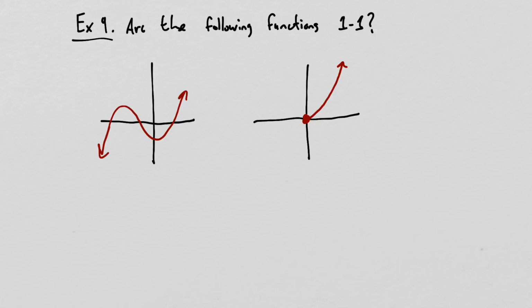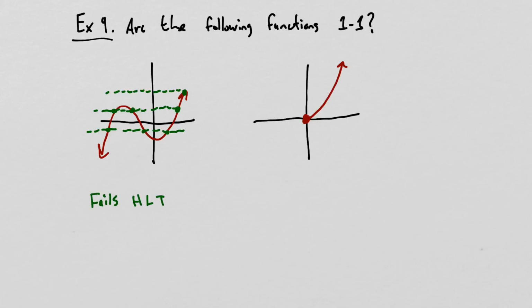Apply the horizontal line test to the first example. So far, it hasn't failed. But already at this point, we see that we have a horizontal line that passes through 3 different points. And if we continued on, we could find more such horizontal lines. So this fails the horizontal line test.